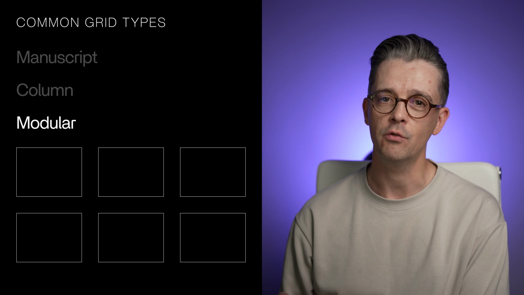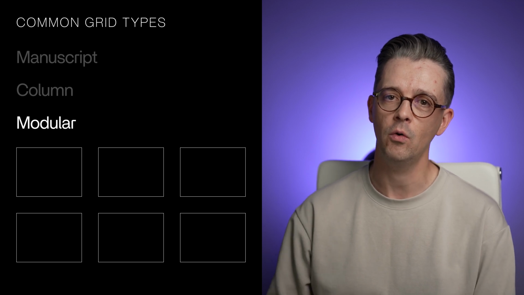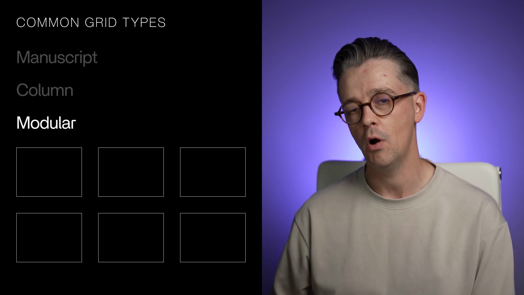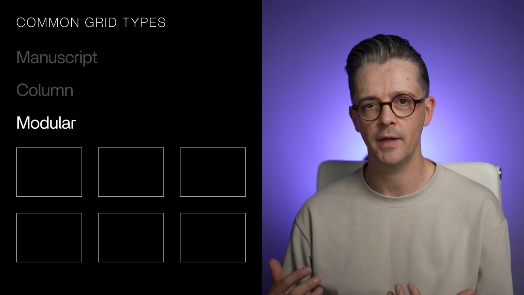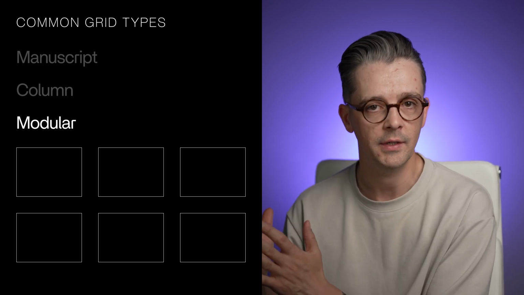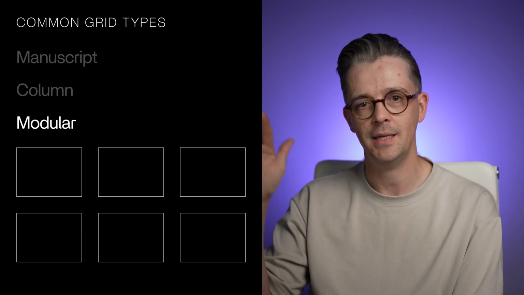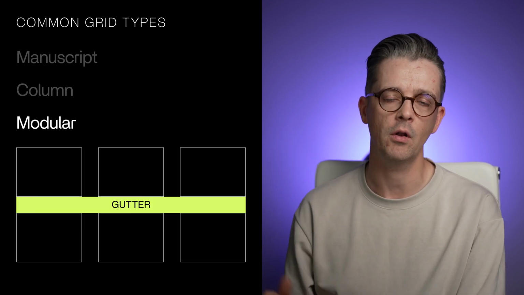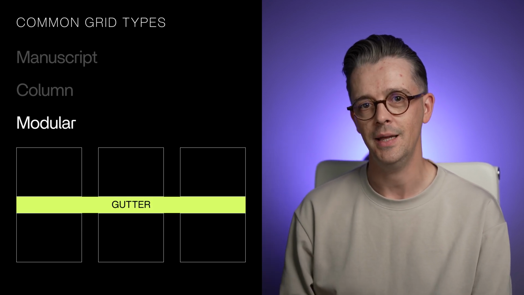And then we have modular grids, and this means that not only the columns, but also rows are part of this grid. So effectively creating these rectangles, which could be all joined together, or they could have a space in between each of the rows or the columns. And this space in between is named the gutter.